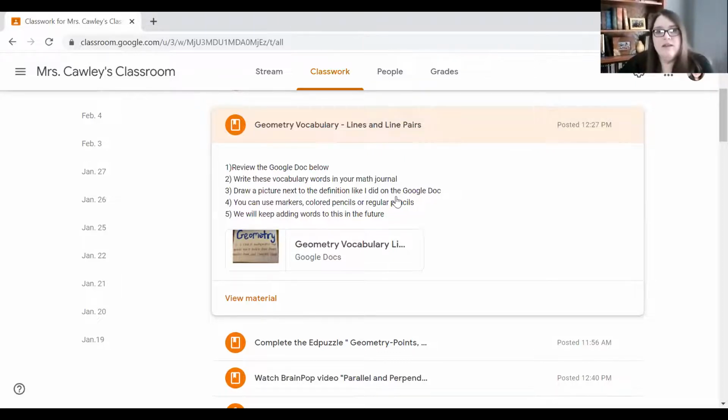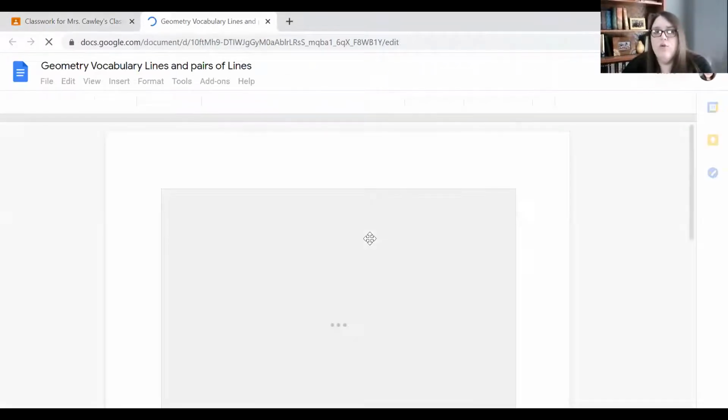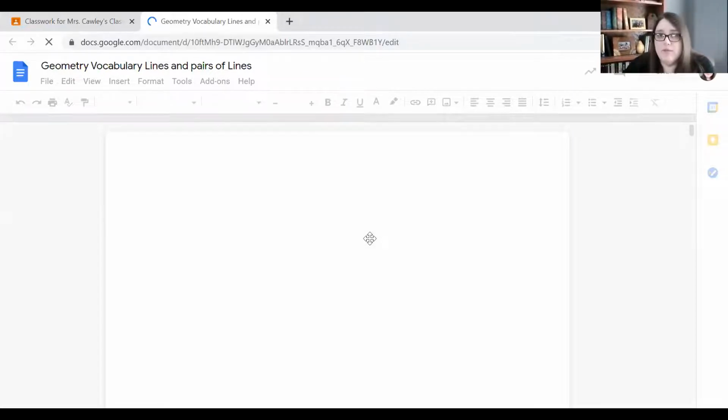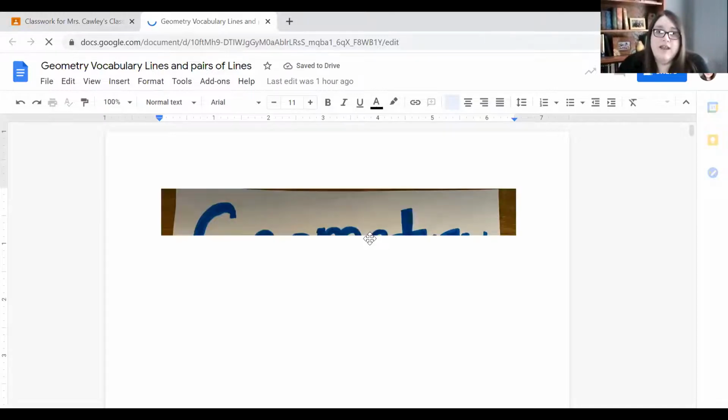So I wouldn't immediately write after this. I would maybe save some pages in your journal because we're going to add to this. And I'd really like for all of your words to be together. So I'm going to look at the Google Doc. Like I said, we are starting a whole new lesson on geometry. So these are just words about geometry. And what I want us to really focus on today are lines and pairs of lines.